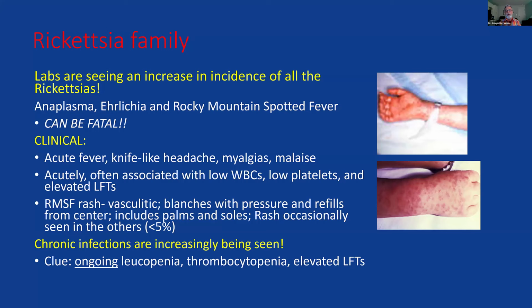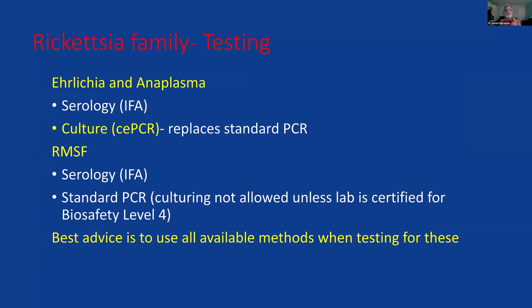In terms of testing, you can do serologies. Unfortunately, we only have IFAs for this, and culture. Rocky Mountain spotted fever, the government doesn't allow you to specifically test for that, but these have been found on Ehrlichia and Anaplasma cultures. So they will be picked up, but you can't order them separately. You just have to do the Ehrlichia and Anaplasma culture.